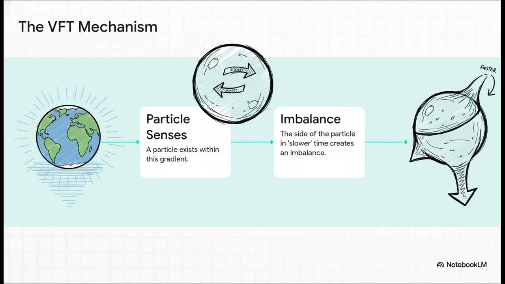Now picture a single particle in your body. The bottom of that particle is in slightly slower time than the top of it. Well, according to VFT, that tiny internal difference creates an imbalance, a sort of push from within, that forces the whole particle to move toward the slower time. So gravity isn't a pull from the Earth. It's a constant self-generated push happening in every single particle in your body.